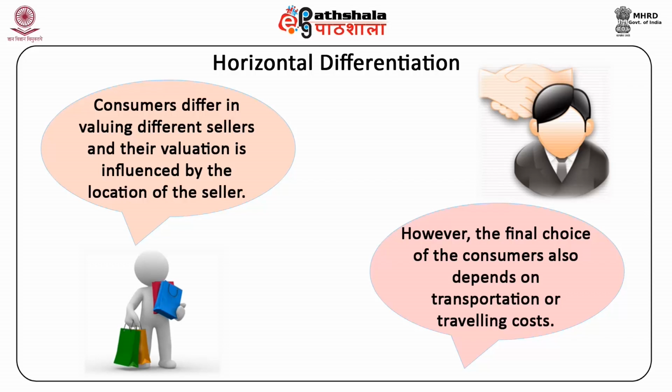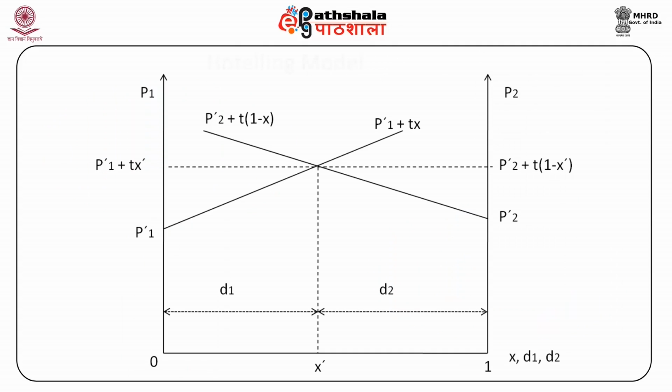This can be addressed using the Hotelling model. The model assumes that there are a large number of buyers distributed along a mile-long stretch. At each end, there is one seller. Both the sellers set a price and the buyers choose from between the sellers.